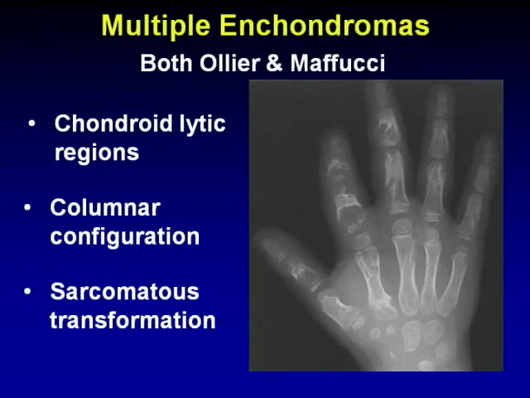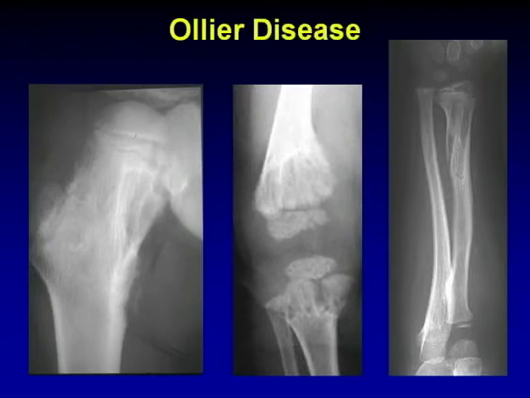Now, this used to confuse me because I thought, gosh, these don't look like those solitary enchondromas we were just talking about. Rather, with these conditions, what we see are chondroid lytic lesions that have this sort of bizarre deforming columnar configuration. And these lesions are at an increased risk for sarcomatous transformation. So with Ollier's disease, here we see that sort of bizarre columnar, streaky, deforming appearance of these multiple enchondromas in classic cases.